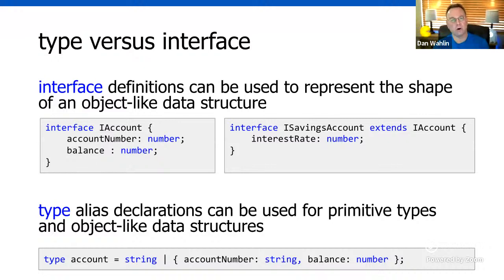Interfaces always, always, always represent the shape of the data. Okay, so they're object-like. If you had an IAccount, then the bracket and the bracket, that's your object. And then in this case, we have properties, or we have an ISavingsAccount that extends that, and it adds an interest rate. Well, still, that's an object. You never can use interfaces for just a single simplistic piece of data like a string or a number. They're always representing the shape of an object.